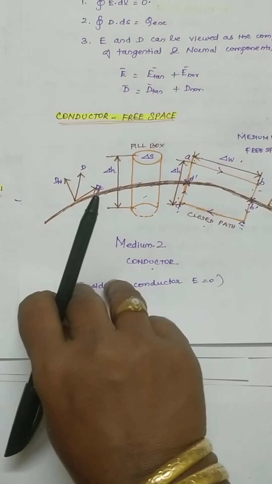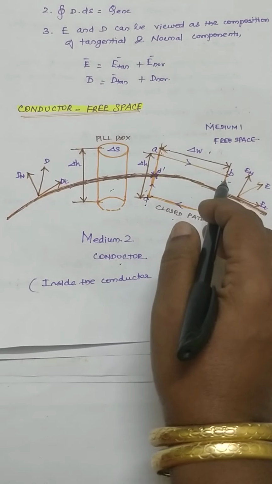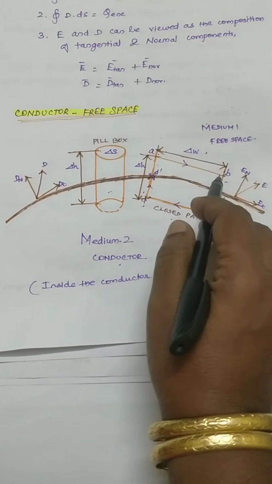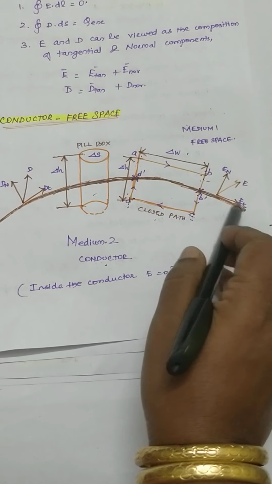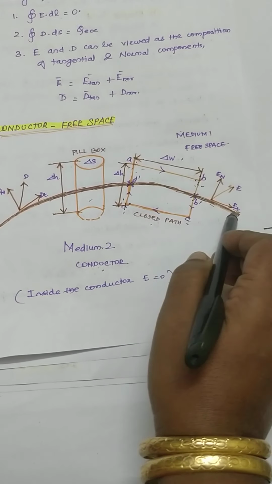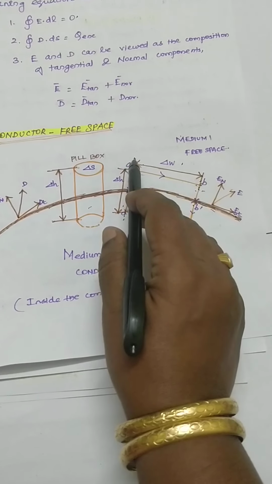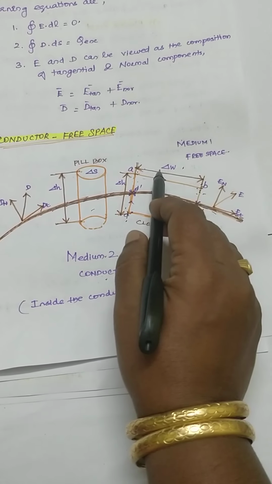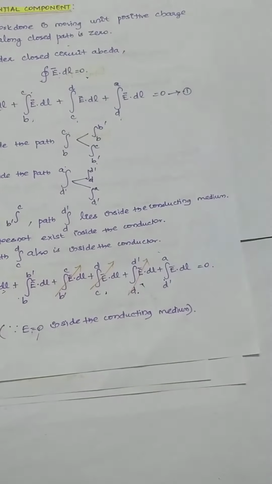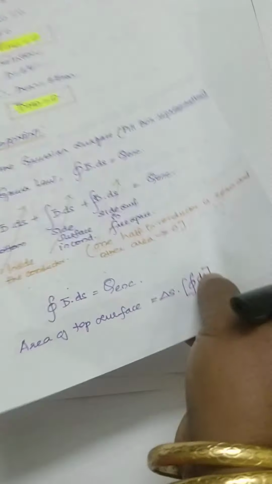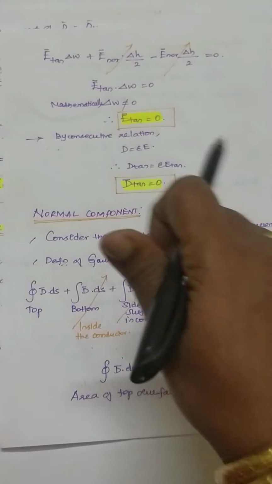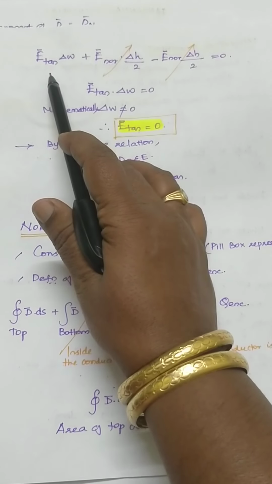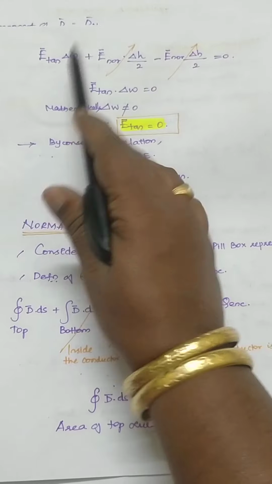Again, come to the diagram. How to find integral A to B E dot dl? The E value moving parallel along this is E tan. Integral dl is nothing but equal to del W. So integral A to B E dot dl is written as E tan of del W.